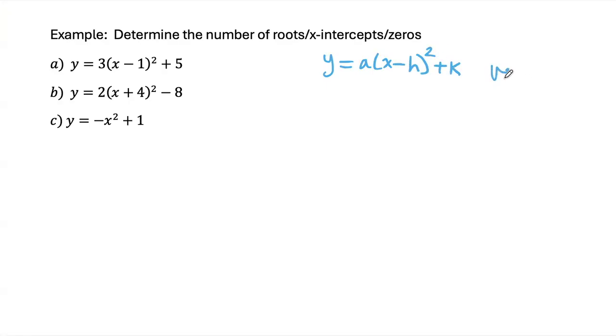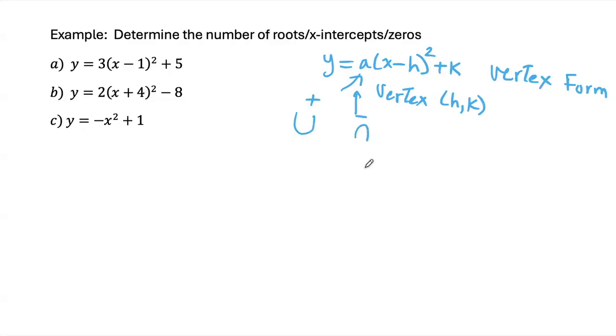In this format, I can look at it and tell what the vertex is. Using my vertex as the h, k along with the a value, which when it's positive tells me the graph opens up, and when the a value is negative tells me it opens down, putting all of this together, I can quickly find out the number of x-intercepts. So let's look at how the first one works.